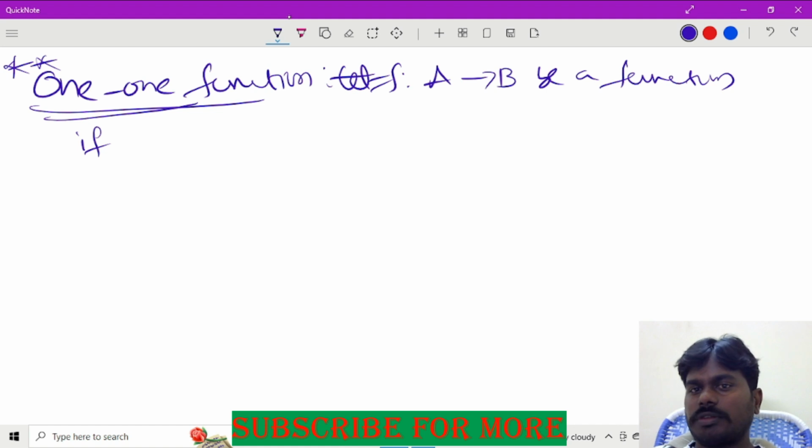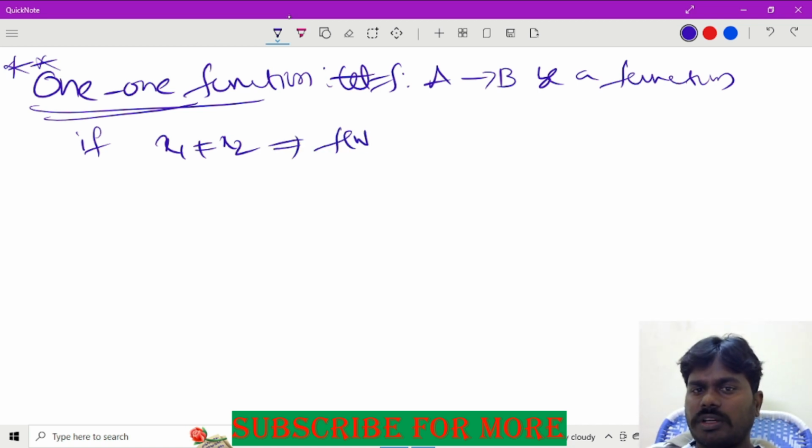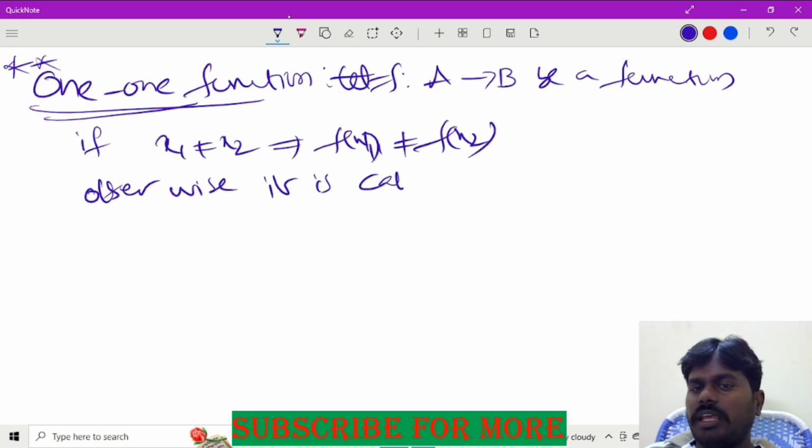Then the function is called a one-one function. Okay, so in simple words, distinct elements means x1 and x2 are elements of set A, and they are different from each other, x1 is not equal to x2. If f of x1, which is the image of the element x1 under the function f, is not equal to f of x2, then the function f is a one-one function. Okay, otherwise it is called a many-one function.